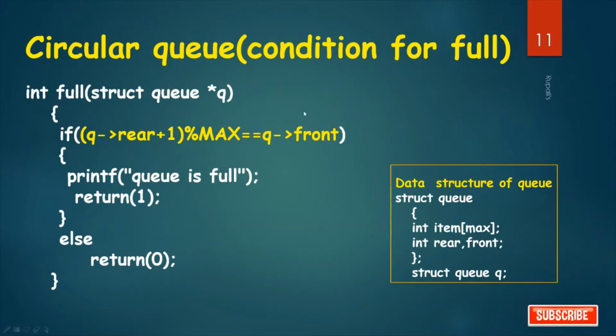We already learned the condition for full. If Q arrow rear plus 1 mod max is equal to Q arrow front, then we can say Q is full, return 1, else return 0. Because both rear and front are variables of this Q structure, you have to use the Q arrow operator, since we are passing the address of the Q.